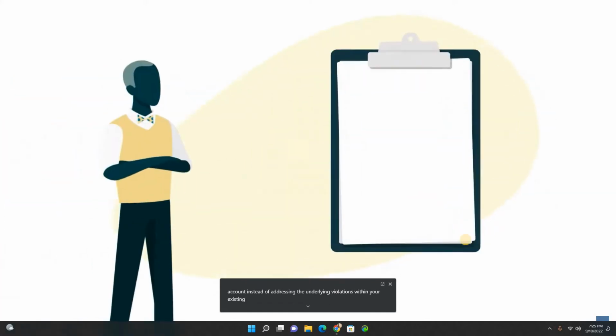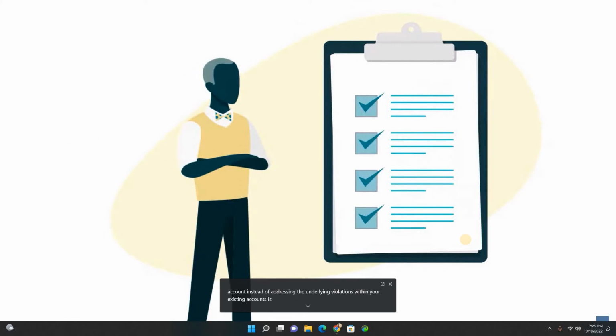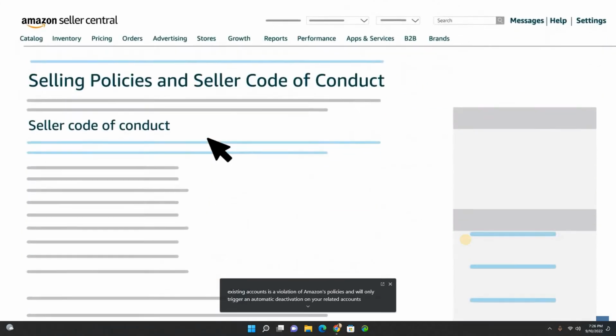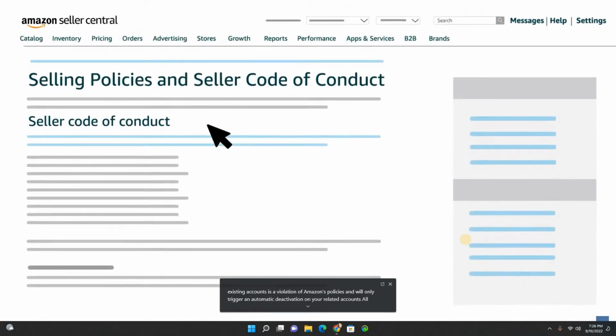All sellers are responsible for understanding and adhering to the terms and conditions set out by Amazon's Business Solutions Agreement, which is part of the registration process and includes the selling policies and seller code of conduct.